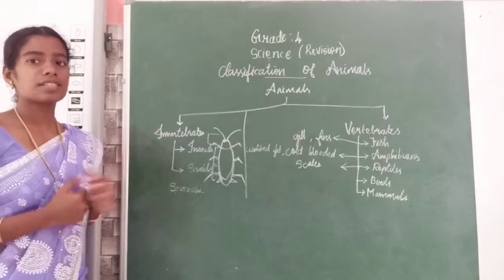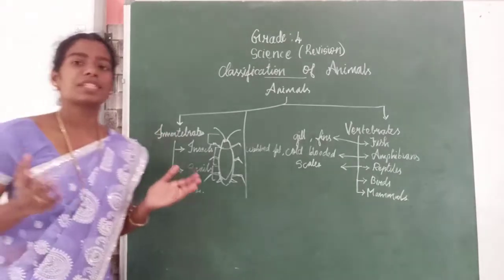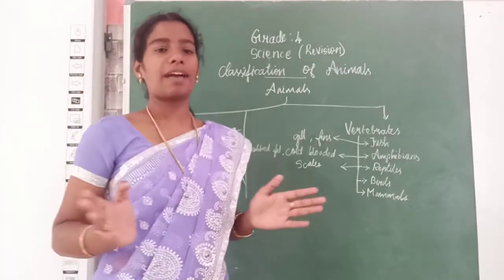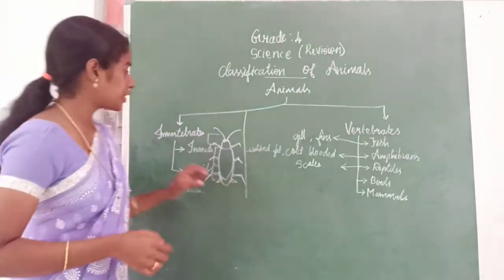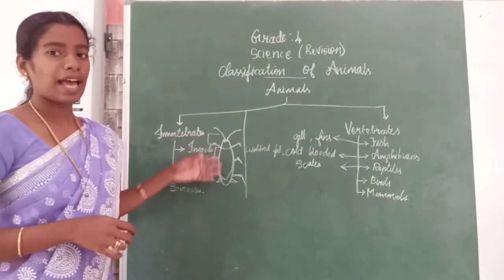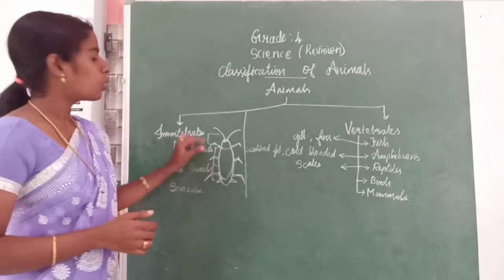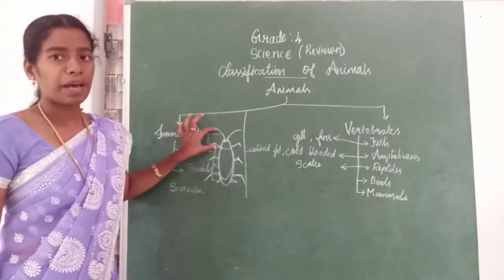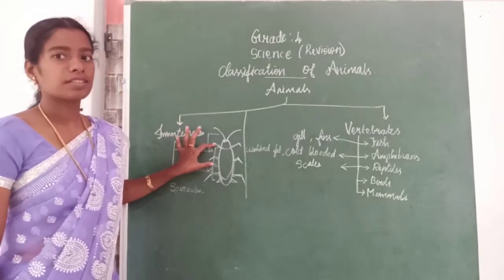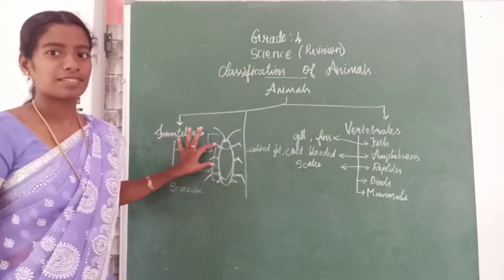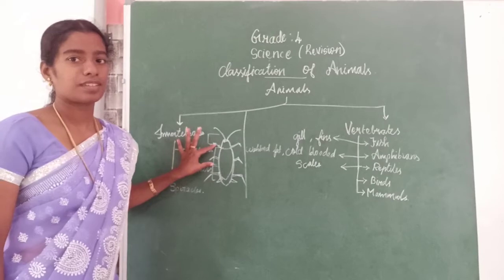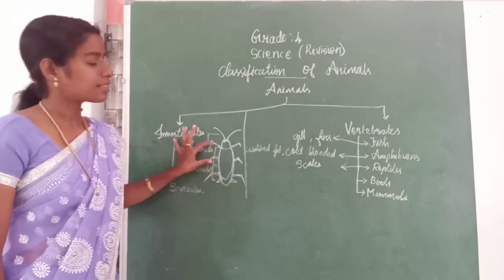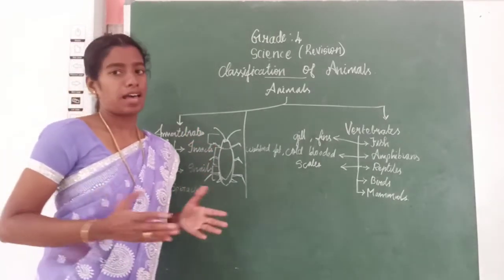What is an insect? As we have said already, it won't have a backbone. For example, when you take this cockroach, it has no backbone. It has 3 parts. What are they? Head part. Can you remember? Thorax. The last one is abdomen.